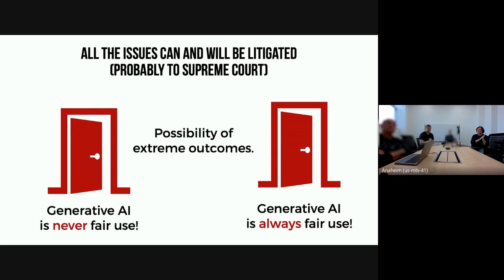It means that all these issues are going to be litigated, right? This is a very uncertain area in the law, and when there's uncertainty, there's a lot of litigation because things want to make their way up to the Supreme Court to get more certainty. And so that leaves us with a lot of potential outcomes, right?